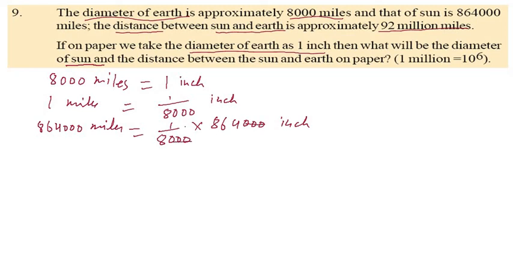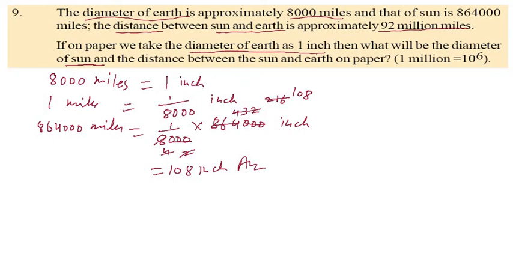The zeros will be cancelled out. So we can calculate: 8 into 1 is 8, and 8 into 3 is 24, and so on, dividing step by step. So that is 108 inches. So that will be your answer.